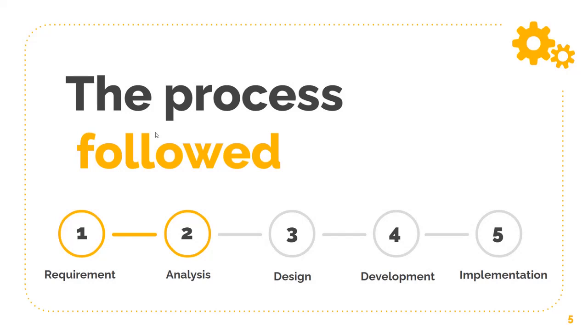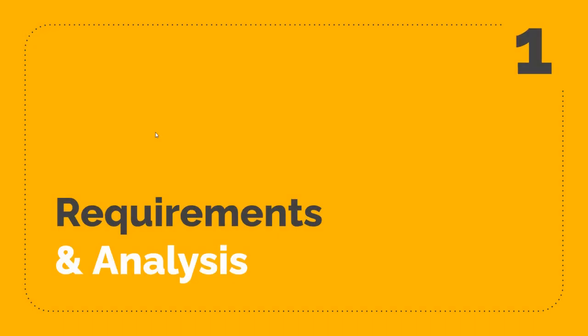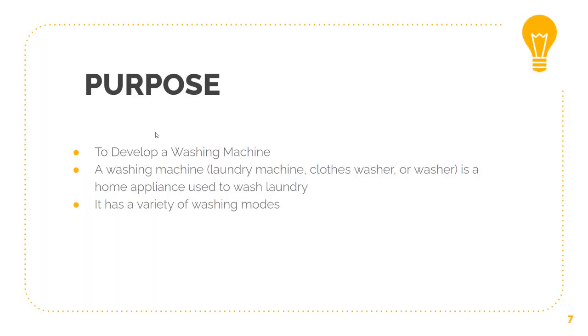For this project, we've followed a five-step process. The first step is requirements, then comes the analysis, then the design and development, and finally the implementation. Requirement analysis, purpose: the purpose of this project is to develop a washing machine. A washing machine is a home appliance which is used to wash laundry, and it also has a variety of washing modes.